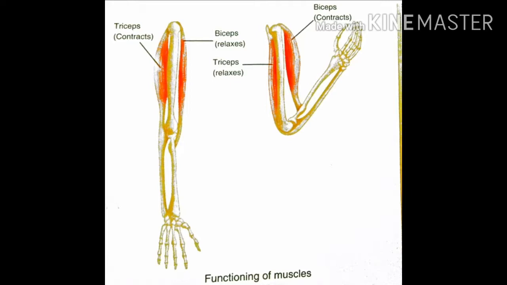When you want to lower the arm, the reverse happens. What is that? Yes, the triceps at the back contracts and the biceps relaxes. Understood?